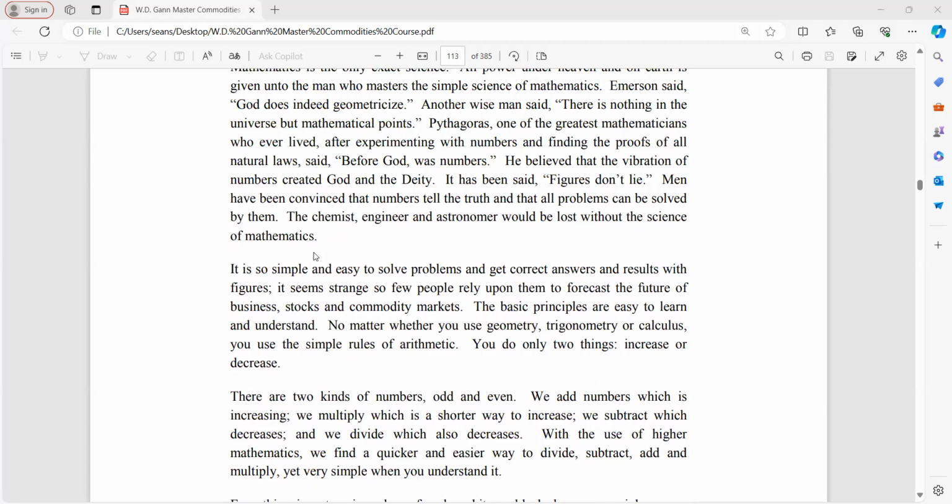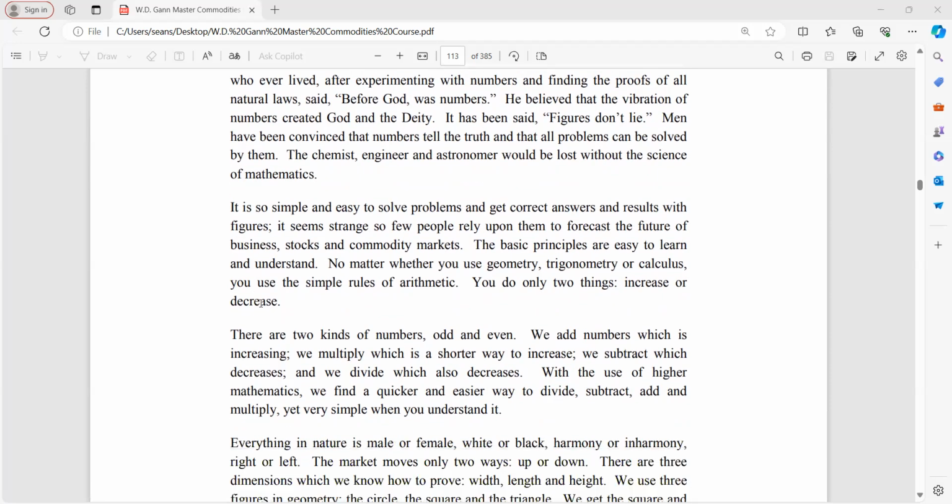So he's telling us you need to use mathematics, and mathematics are built up of numbers. That's what he's going to describe now. So he says there are two kinds of numbers, odd and even.